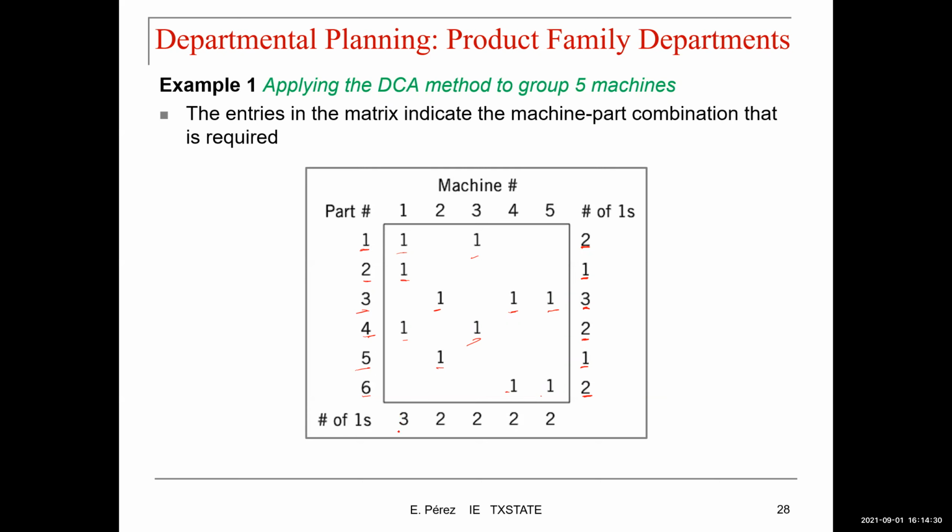And I do the same thing for each column. The total of ones for the first column is 3. The total of ones for the second column is 2, 2, 2, and 2. Okay, so that's the first part of the first step. Now, I want to order the rows top to bottom in descending order of the number of ones in the rows, and order the columns left to right in ascending order of the number of ones in each.